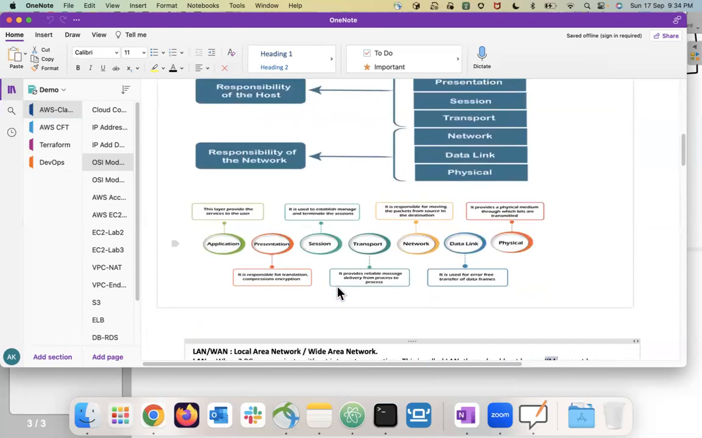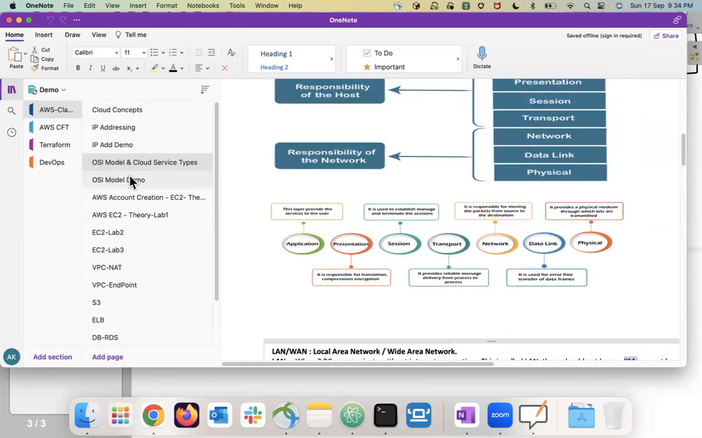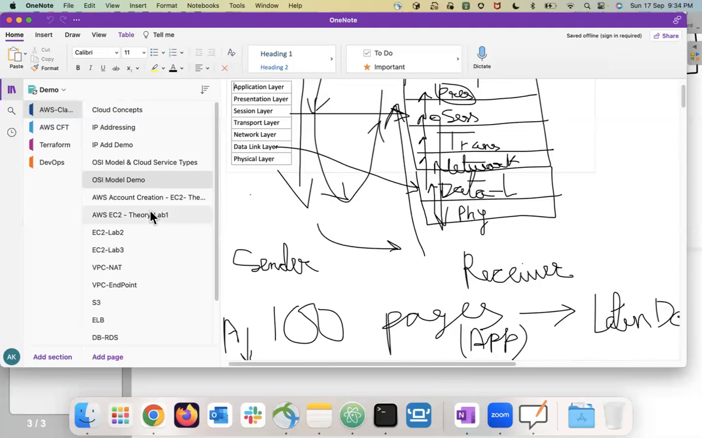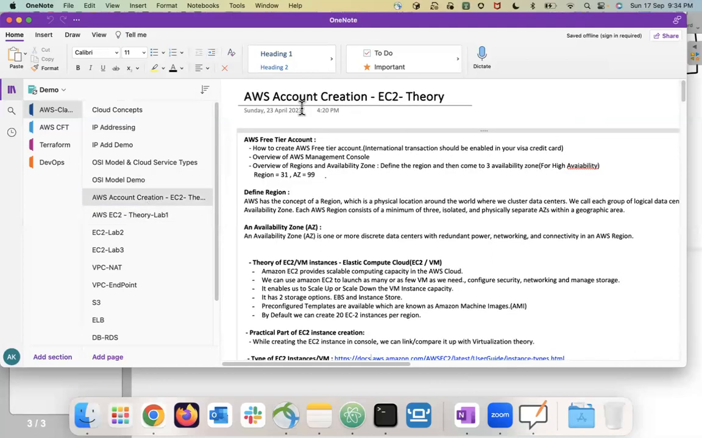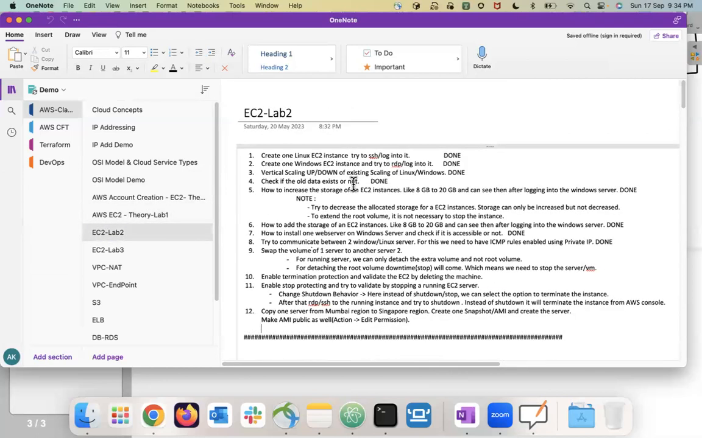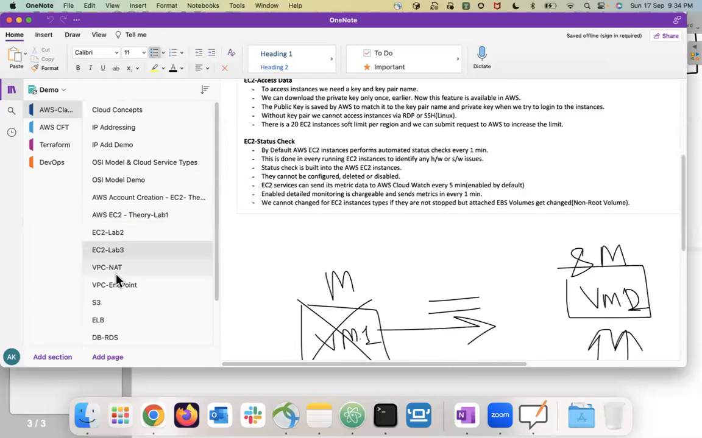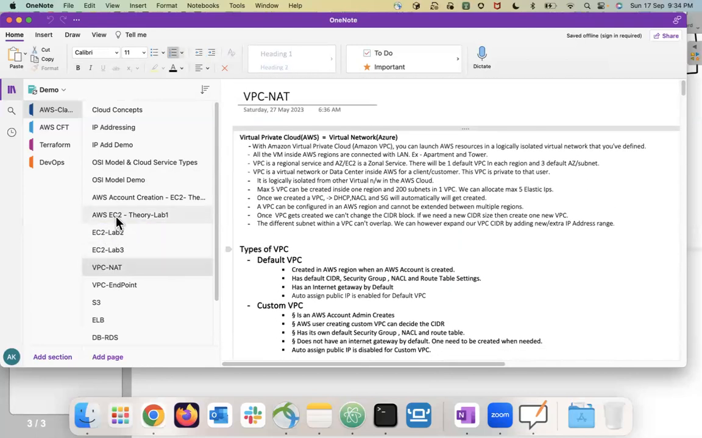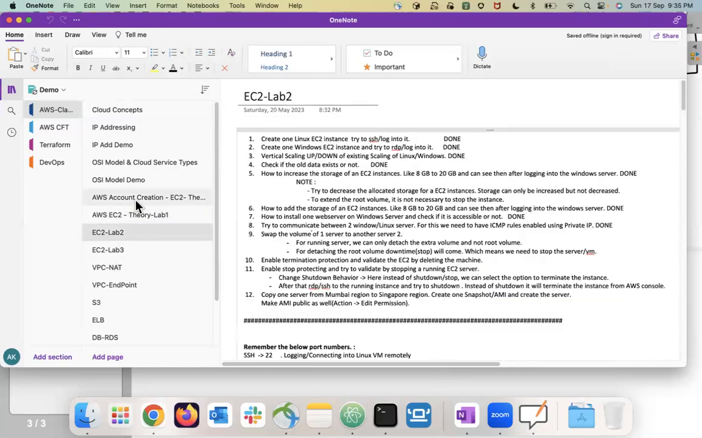Because these are little network related topics. Then after that, the OSI demo is there, which is anyway hands-on. I had given one example. Then the actual EC2 creation and AWS account creation come into the picture. So these 1, 2, 3, 4, 5 topics are the basics. After that, all the AWS related theory and labs will be there. The labs are more, which gives more understanding.